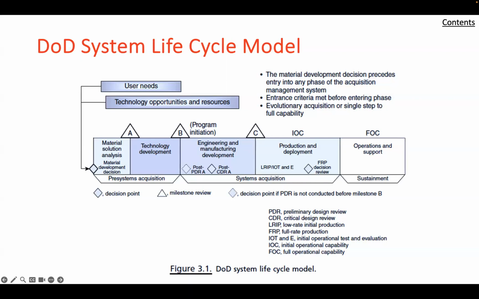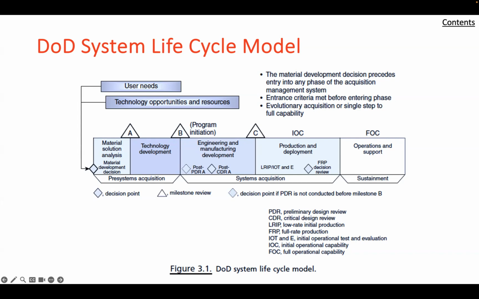It consists of 5 phases: material solution analysis, technology development, engineering and manufacturing development, production and deployment, and operation and support. The 2 activities of user need determination and technology opportunity and resources are considered to be part of the process, but are not included in the formal portion of the acquisition cycle. The model is tailored towards managing large, complex system development efforts where reviews and decisions are needed at key events throughout the life cycle.